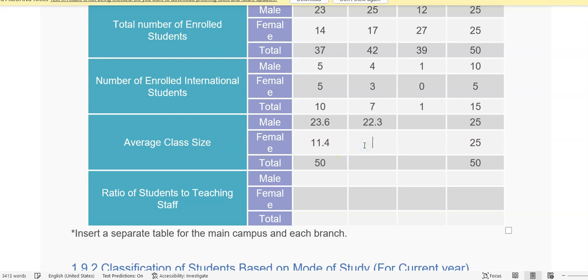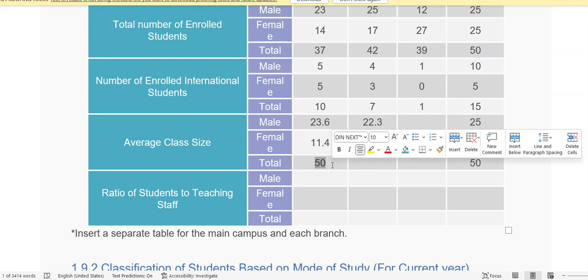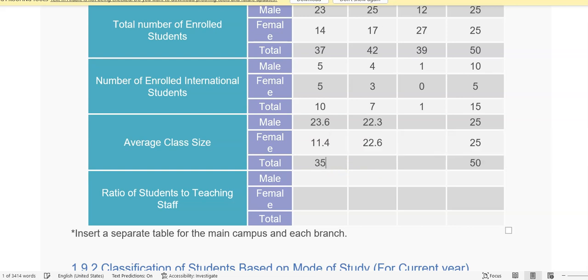2.3, you can write here 2.6, and so on. Here you can write 34, 35, here 40, 44.9, here 17.5, and this 27.1, and you have here 30 and 44.9.